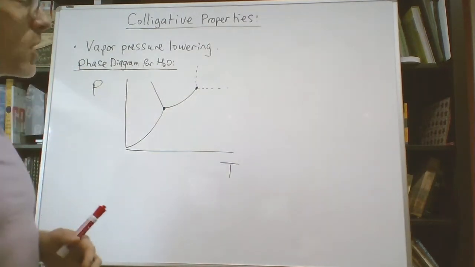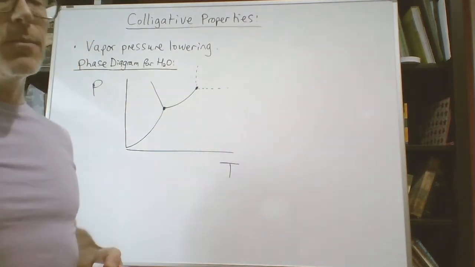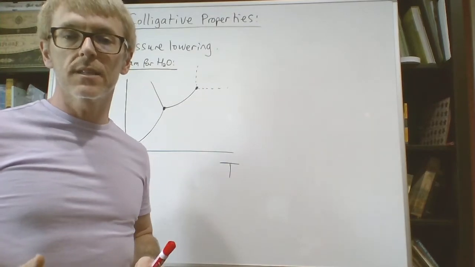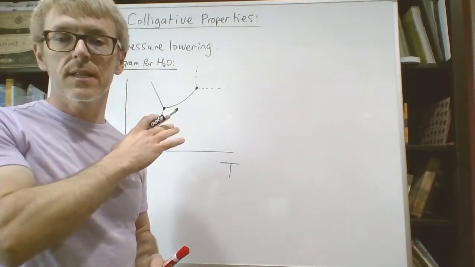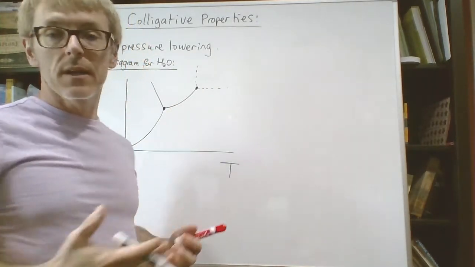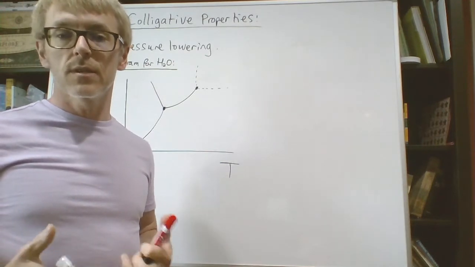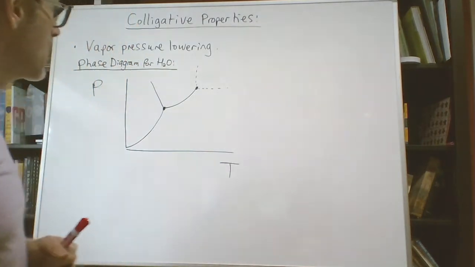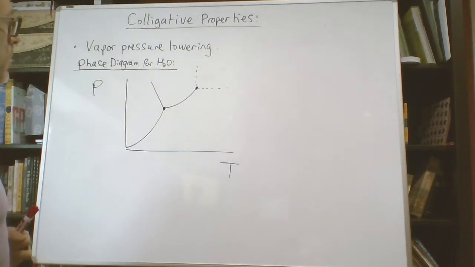So any solvent can have its own phase diagram, any material for that matter can have its own phase diagram. We're interested in the phase diagram for water here because that's the solvent that we're going to use in this introductory level overview of colligative properties.